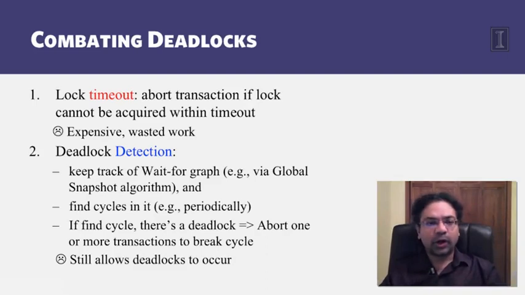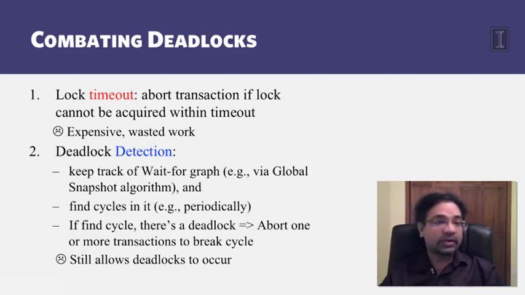So a different approach is deadlock detection, where you allow deadlocks to happen, but you detect the deadlocks when they do happen. Essentially here you keep track of the wait-for graph. For instance, you keep track of it via the global snapshot algorithm. You might recall the Chandy-Lamport algorithm, which we discussed at the very beginning of this course, and you could use that global snapshot algorithm to capture the wait-for graph and then detect cycles in it. You could do this periodically. If you do find a cycle, then you need to abort one or more transactions in that cycle to break that cycle and to ensure that there is no deadlock in the system.